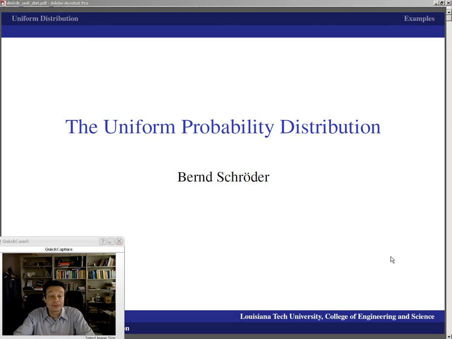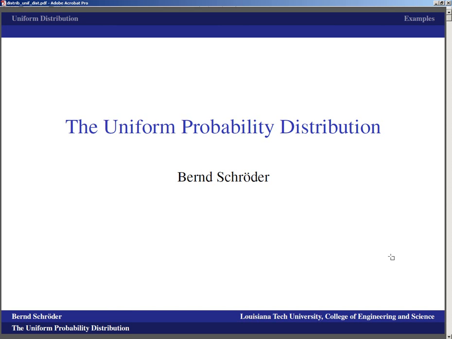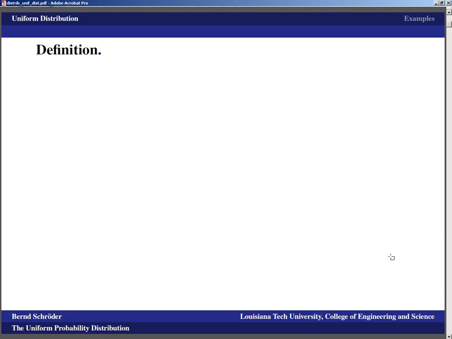This is the first of 3 presentations on very widely used probability density functions. And so we're going to talk about the uniform probability distribution, which is probably the simplest probability density function of all of them, because it is nothing but the following.